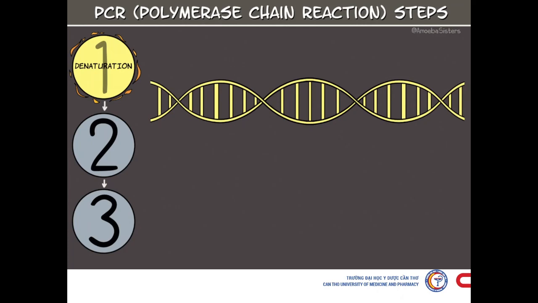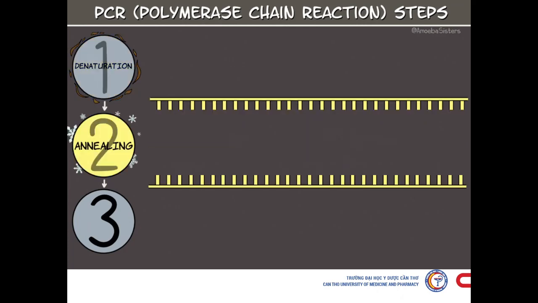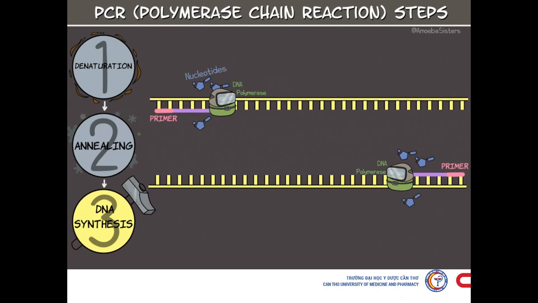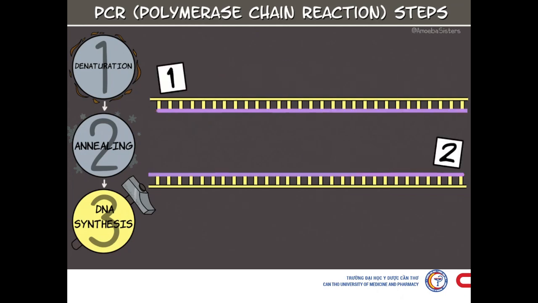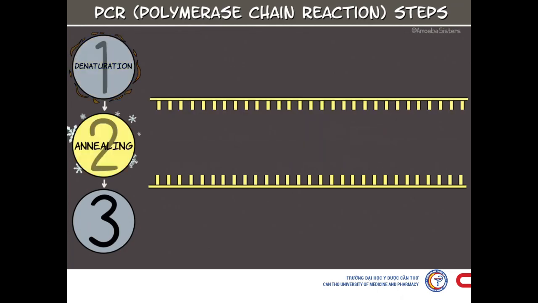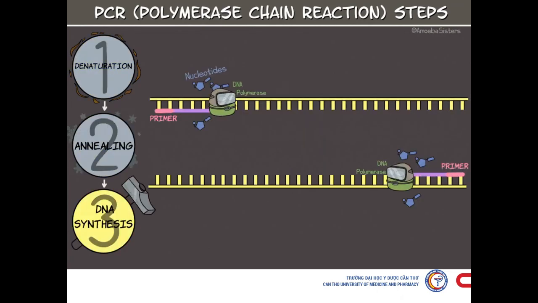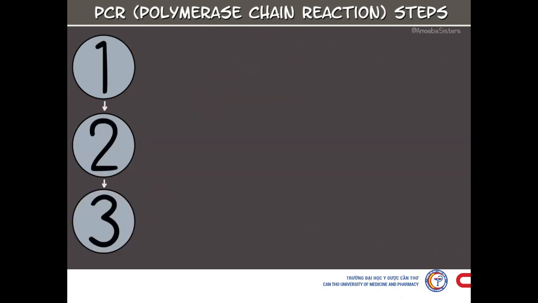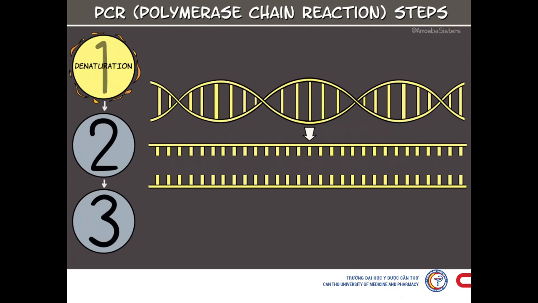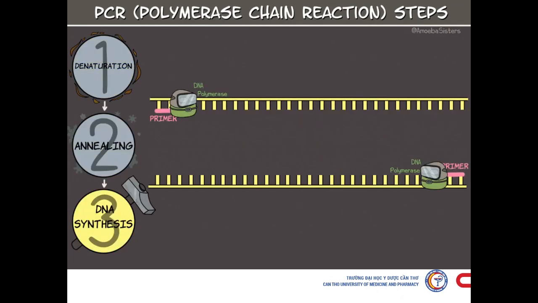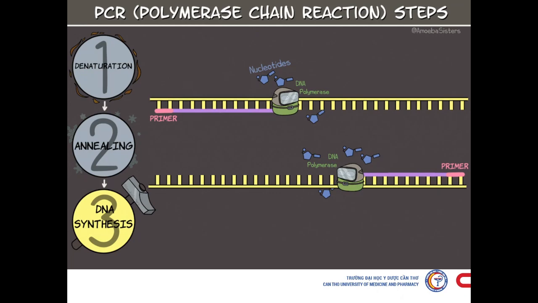Now, the basic steps of PCR are denaturation, which happens at 96 degrees Celsius. Here, we heat the reaction strongly to separate or denature the DNA strands. This provides a single-stranded template for the next step, which is annealing, done at 55 to 65 degrees Celsius. Here, we cool the reaction so that the primers can bind to their complementary sequences on the single-stranded template DNA.